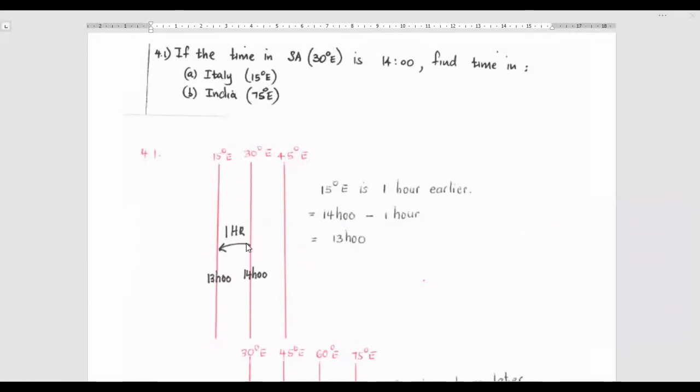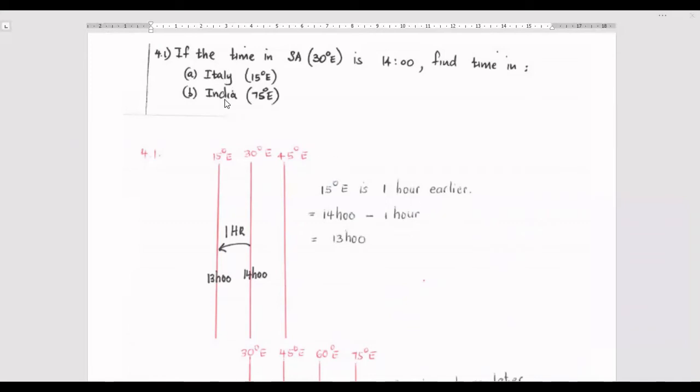The difference in time is 1 hour. Because for every 15 degrees, the difference in time is 1 hour. And as you move towards the west, the time is earlier as compared to this area here. If the time here is 2 o'clock, therefore the time in Italy will be 1 o'clock because the time is 1 hour earlier. Therefore, 1400 hours minus 1 hour gives you 1300 hours. That'll score you 2 marks in the exam.